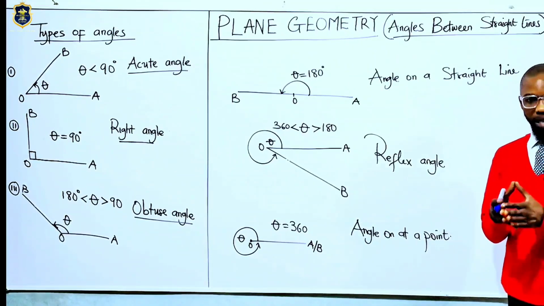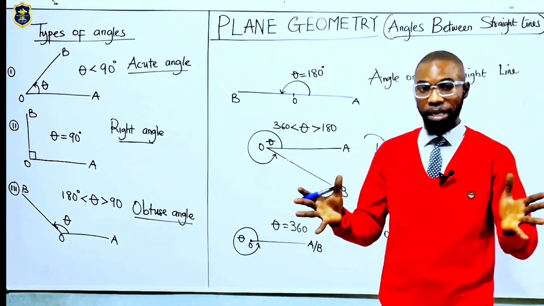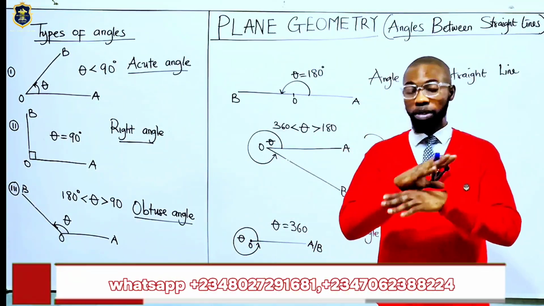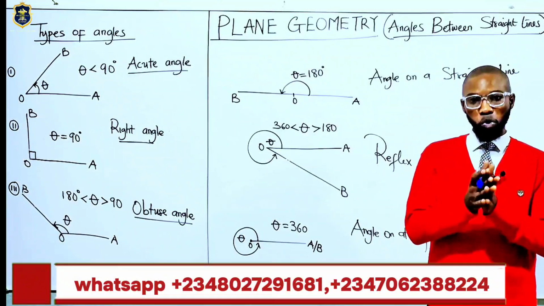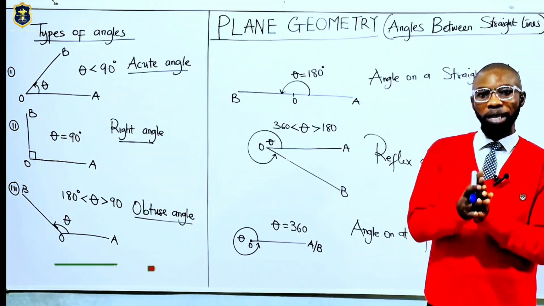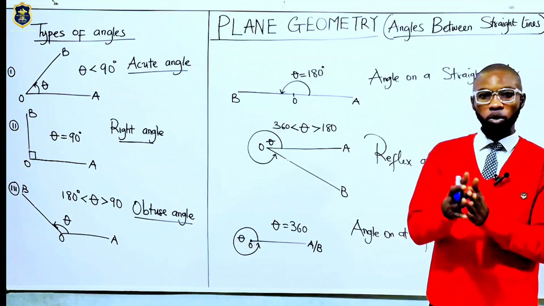There are basically 6 types of angles I want you to know. We have more different types of angles, but basically, there are 6 types of angles we need to know to help us solve questions regarding plane geometry, angles between lines.